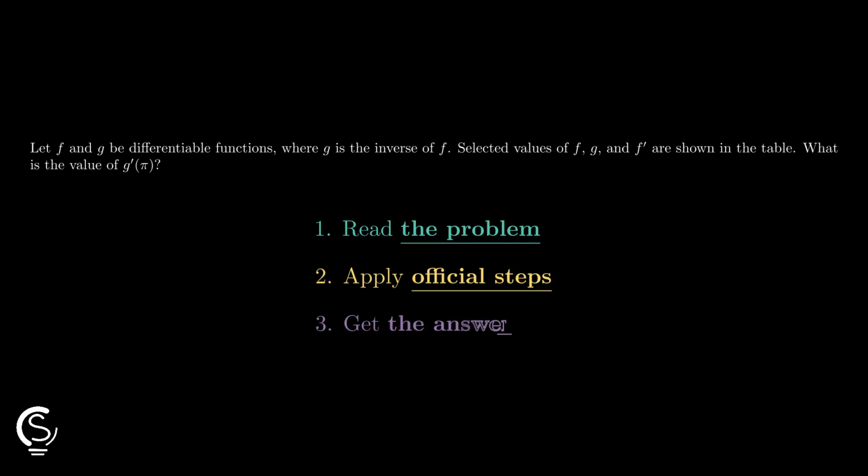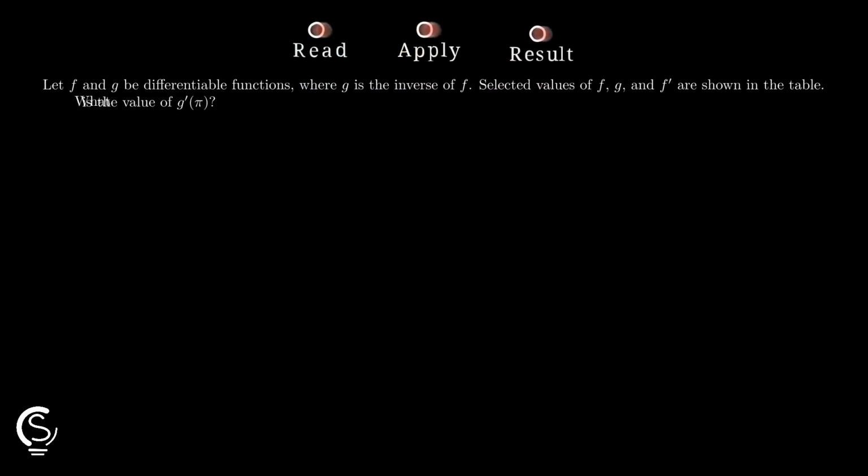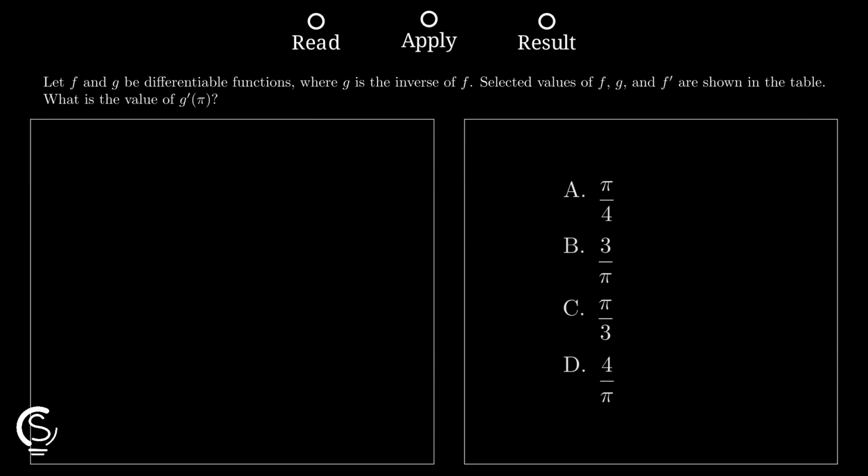Let's level up. Calculus students, we are finding the derivative of an inverse function today. This quick method helps you solve for g prime of pi quickly. First, we must recall the official inverse derivative formula. It states that g prime of pi equals 1 divided by f prime of g of pi. Let's write that down clearly.